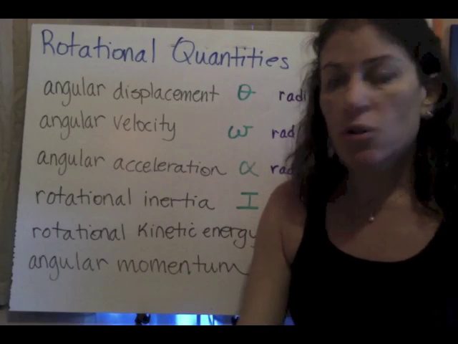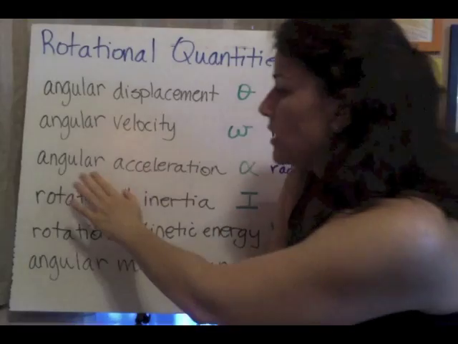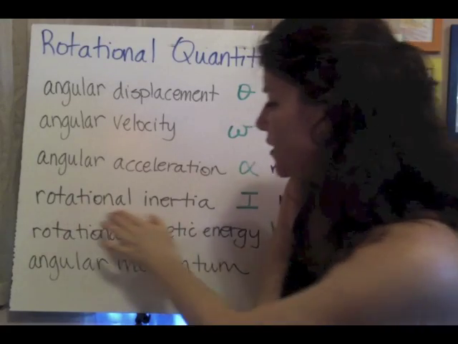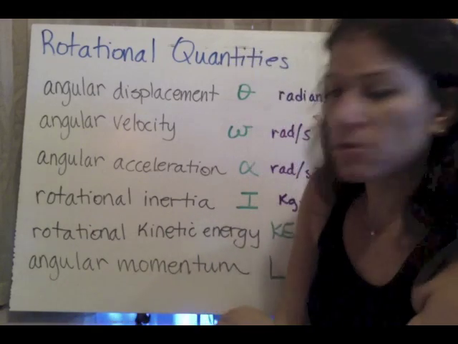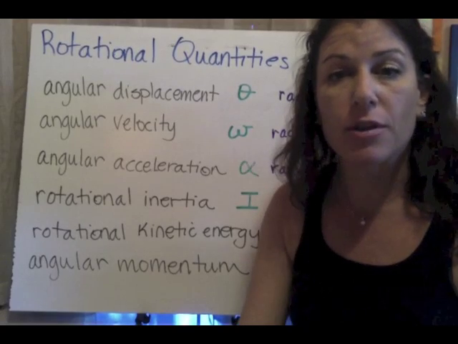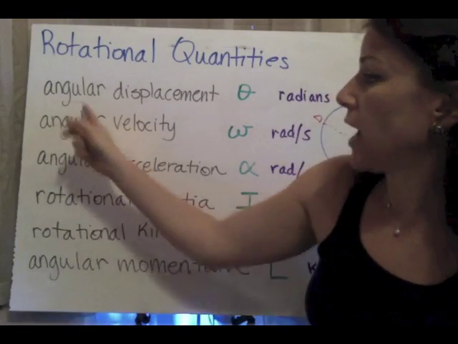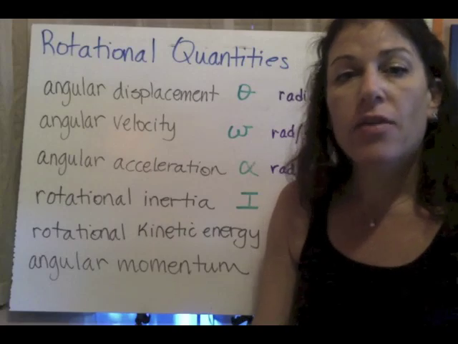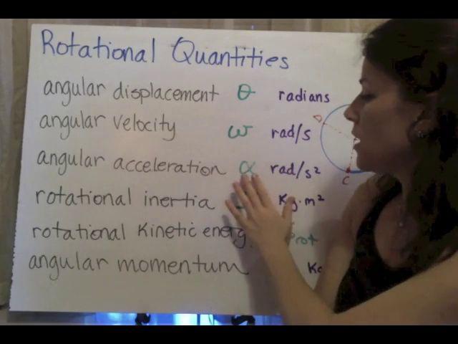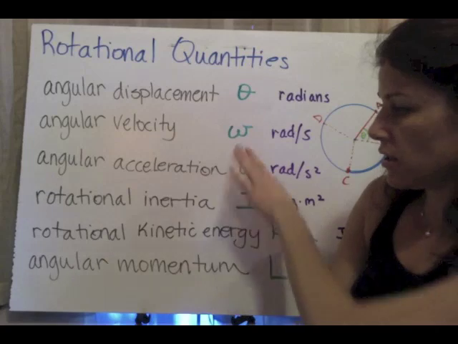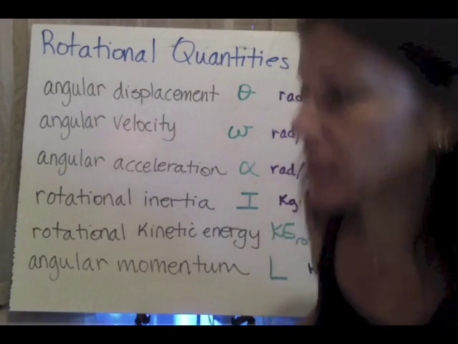So some rotational quantities are angular displacement, angular velocity, angular acceleration, rotational inertia, rotational kinetic energy, angular momentum. You see, they have the same vocabulary words generally as we've been using for linear motion, except now we either put the word angular or rotational in front of it. They do have different symbols. Theta for displacement, omega for velocity, alpha for acceleration, etc. These things we'll do another time. But here's what they mean.